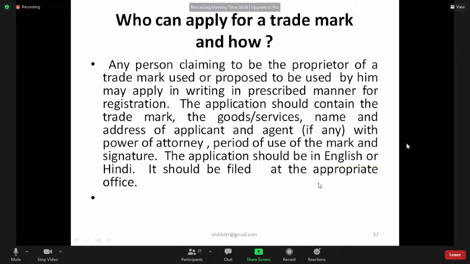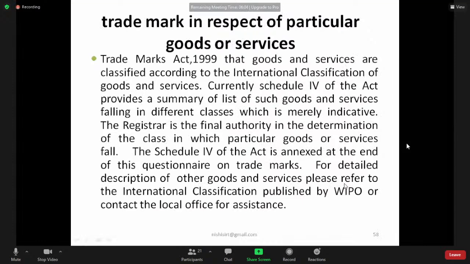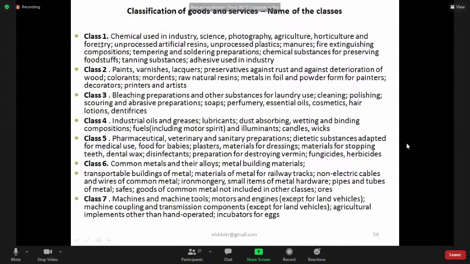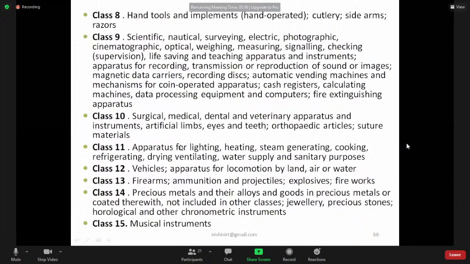Now I'm coming to the... I'm a little fast. There are various classes for the trademark. These classes are from 1 to 25, 34, 45 in different areas.